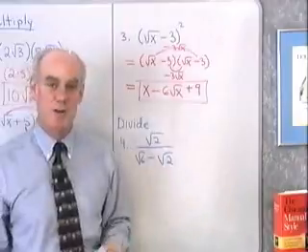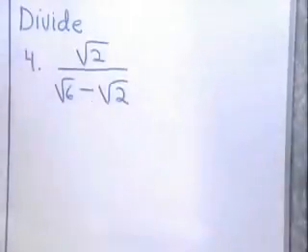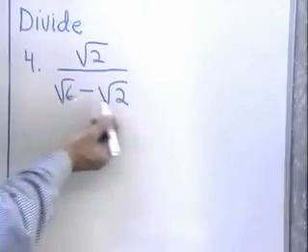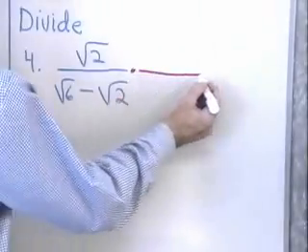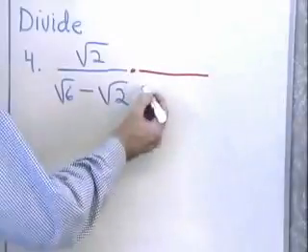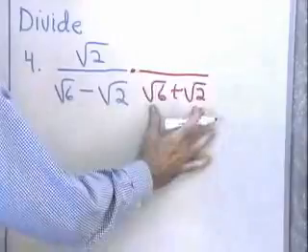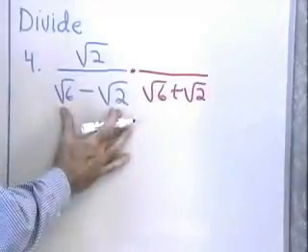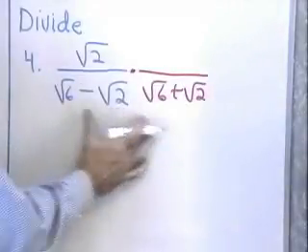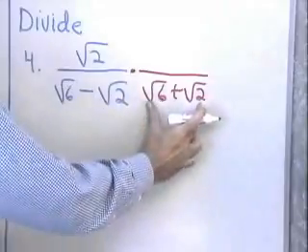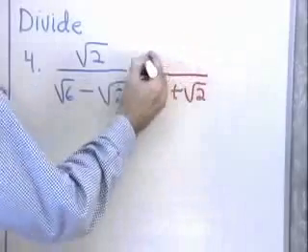Let's look at one last problem here that involves division. I want to divide square root 2 by square root 6 minus square root 2. Now, what I'm going to do really is simply rationalize this denominator. Take these radicals out of the denominator by multiplying the numerator and denominator by the conjugate of the denominator, square root 6 plus square root 2. When I multiply square root 6 plus square root 2 times this, I'll end up with square root 6 squared minus square root 2 squared, and so I won't have any radicals left. If I do that multiplication to the denominator, I have to do the same thing to the numerator.